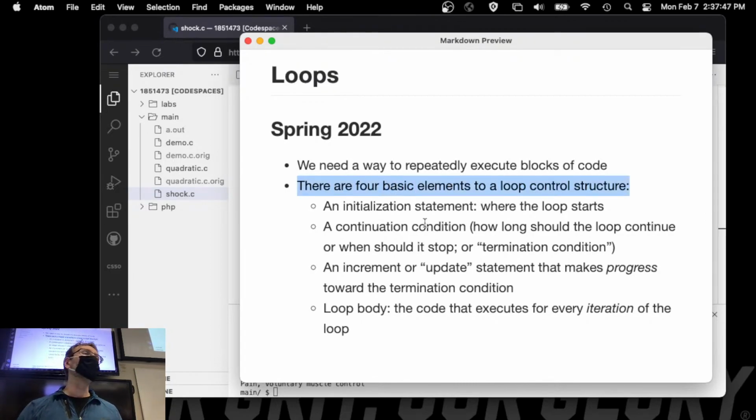There are 4 basic elements to any loop, right? You have to have a starting place. That's an initialization step, right? If you're going to start running, which I'm dressed to run today.